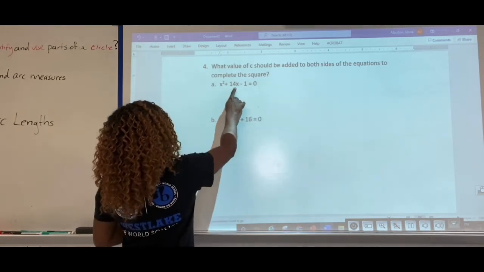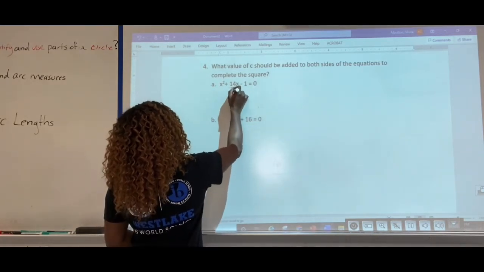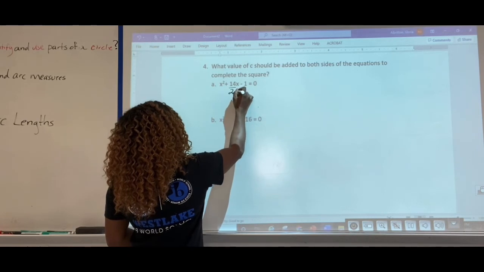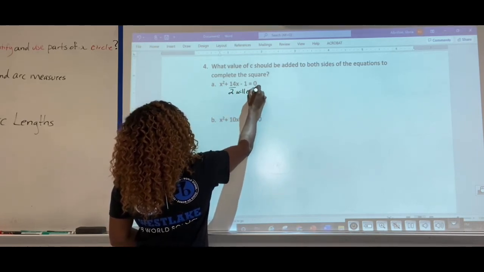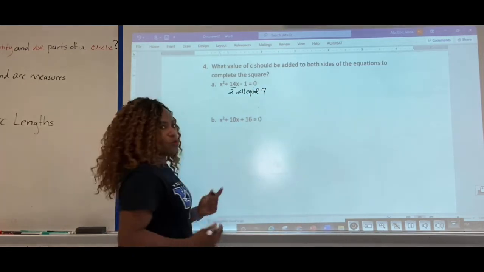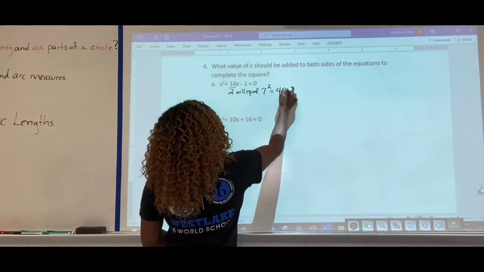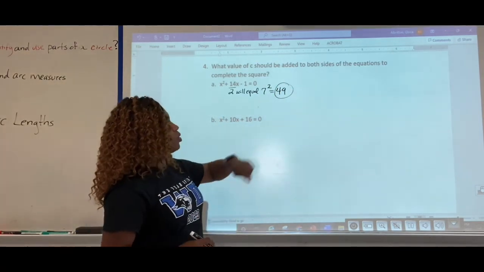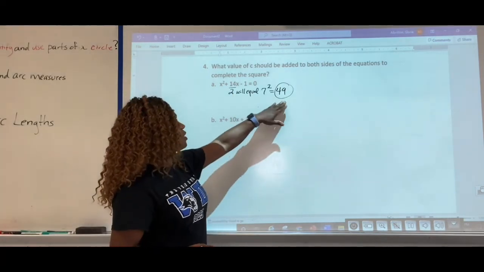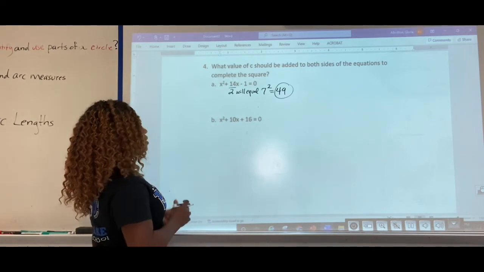Well, here's the x term, the B value. So what I would do is divide this by 2, which will give me 7. And then I would square the 7, which is 49. So in answer to this question, what value of C should be added to both sides of the equation to complete the square? For this problem, 49. Okay, let's take a look at this one. And that's all we're asking.